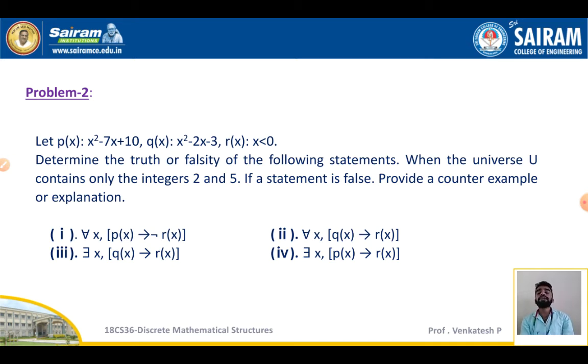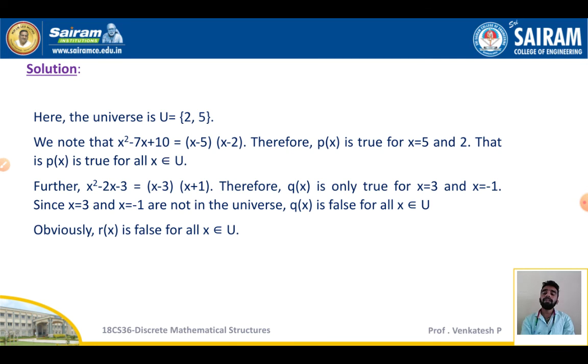The first statement is, for all x, if p of x then negation of r of x. Second one is, for all x, if q of x then r of x. Third one is, there exists x, if q of x then r of x. Fourth one is, there exists x, if p of x then r of x. Given that the universe is U equal to 2 comma 5, the U contains only two values, that is 2 comma 5 here.